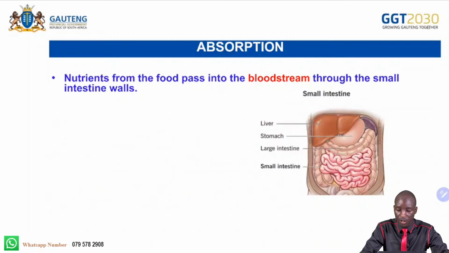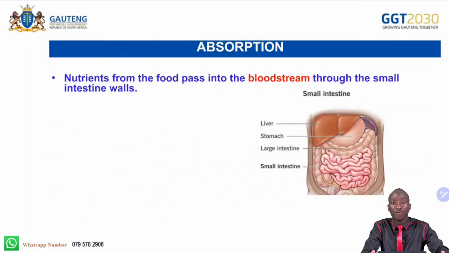If you look at the structure there, you can see some other parts of the alimentary canal. That includes the liver at the top, then the stomach there, and then the large intestine. Remember, we discussed that we've got two types of intestine: the large intestine and the small intestine. So we are looking at the small intestine, which is the one responsible for absorption, where food is passed into the bloodstream through the walls of the small intestine.